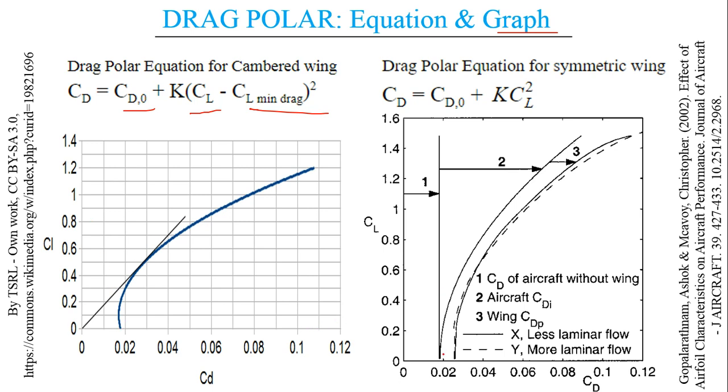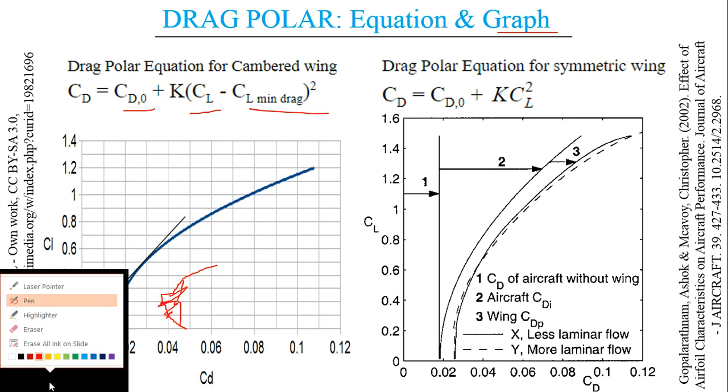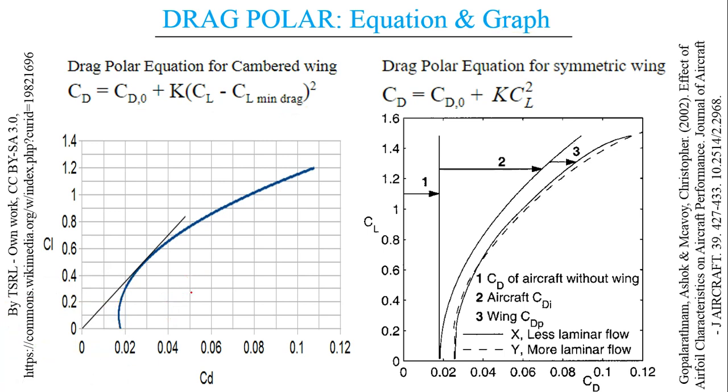For the case of a symmetric wing, we can see that the curve is starting from some particular point, and it is basically coming out from that point. But in the case of a cambered wing, there is a slight bulge, so the curve isn't like this. Instead, the curve is something like this. So here we can see the additional bulge, which is the basic difference between cambered and symmetric wing.